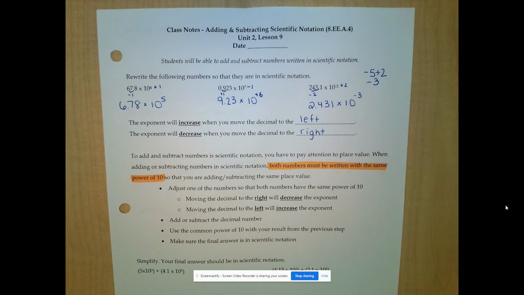Moving the decimal to the right will decrease the exponent. Moving the decimal to the left will increase the exponent. And then you add or subtract the decimal numbers. Use the common power of 10 with your result from the previous step.